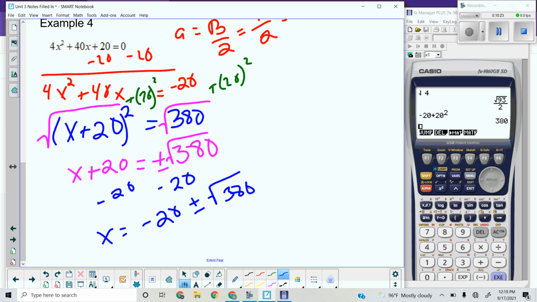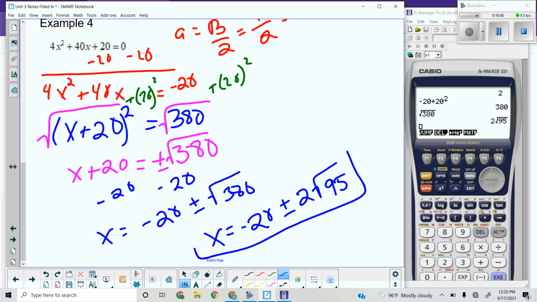Now we're going to put that whole thing in our calculator. Or sorry, we're going to put the square root of 380 into our calculator to see if we can simplify that further. Square root of 380. So we get x equals negative 20 plus or minus 2 square root of 95. And that is our final answer.